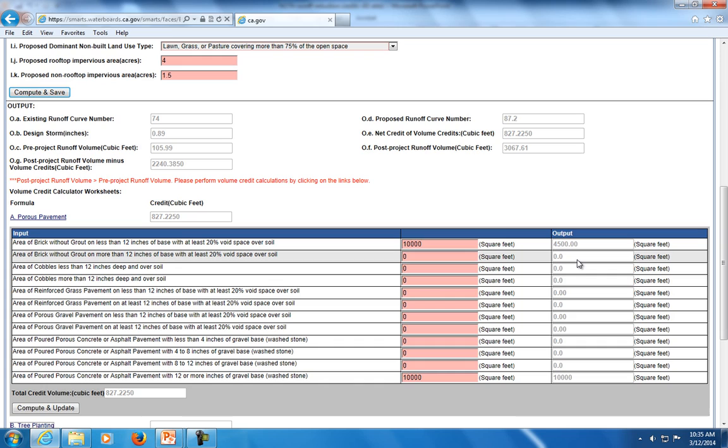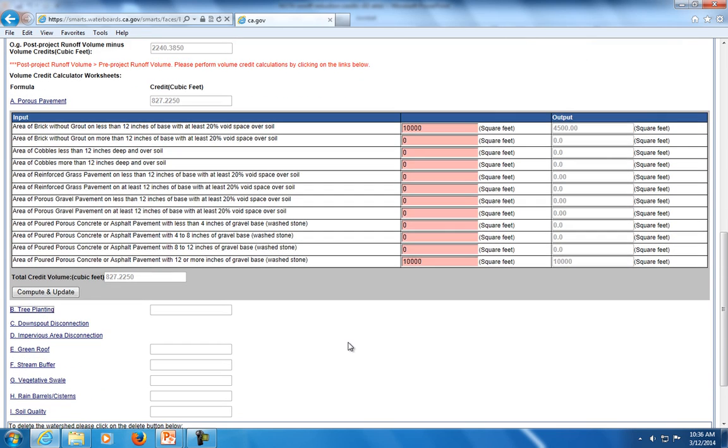We used some of the literature values, mostly from a group at NC State, Bill Hunt's group, that's doing a lot of research on this. So when this calculator was produced back in 2009, we used the best available information at the time to generate those values. So you don't get full credit when you use the brick without grout, but you do get that full credit when you use something that's more than 12 inches of subgrade gravel base. So that's how it works.